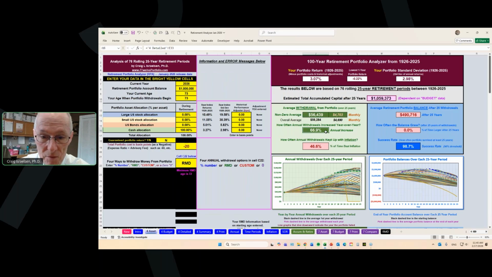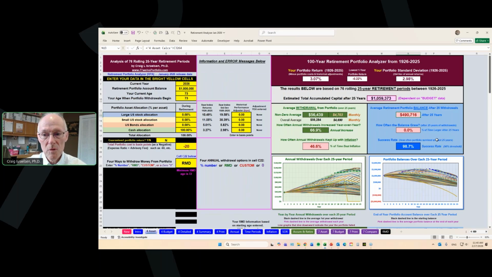67% of the time the withdrawals increased year over year. Less than half the time we kept up with inflation. That hurts. The average balance after 25 years was below 500,000. So that's a real change. In the 60-40 portfolio, our average balance after 25 years was almost 3 million.